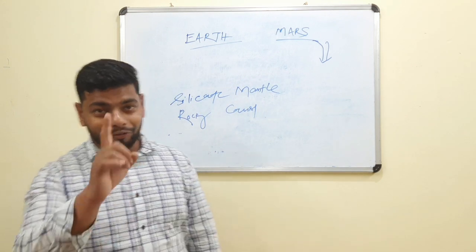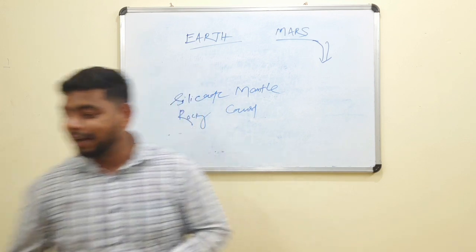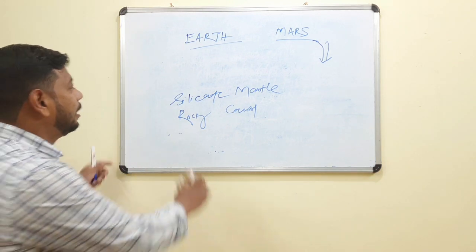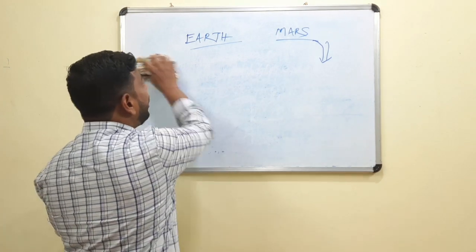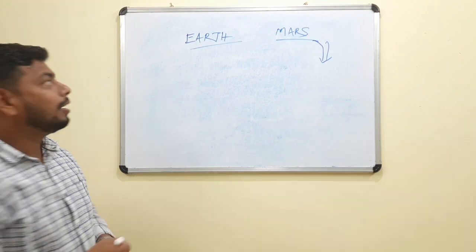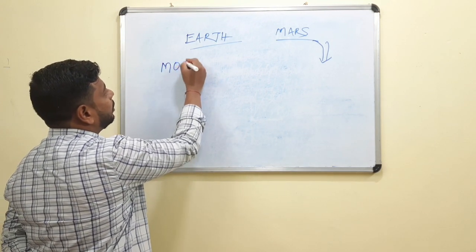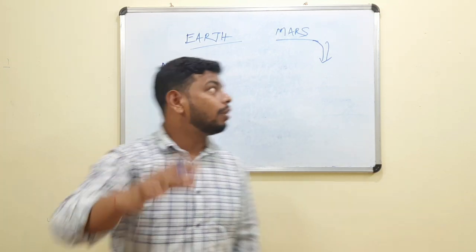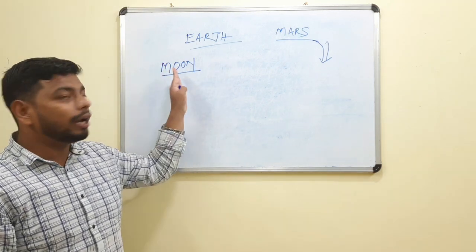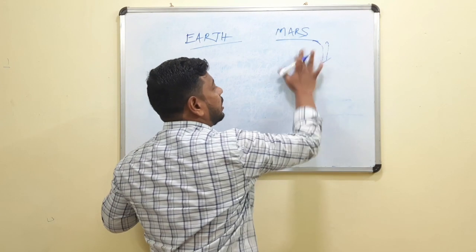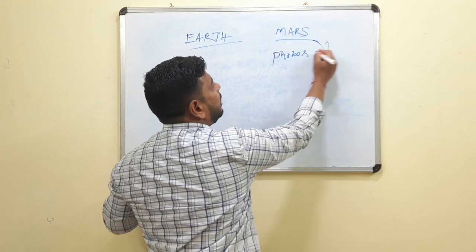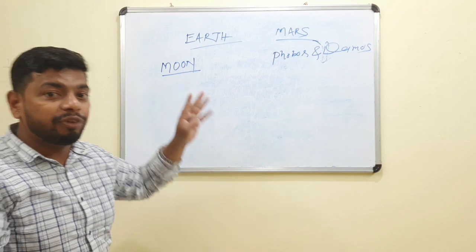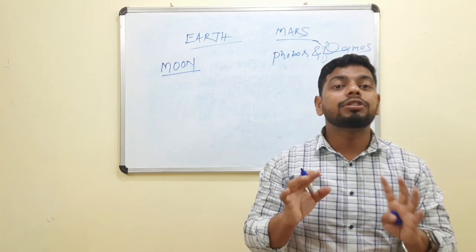Fine. And a very unique feature of Earth is that it has only one natural satellite. Among the terrestrial planets, Earth has one natural satellite, that is named what? Moon. Mercury and Venus do not have a moon. Earth has only one natural satellite, that is called the moon. Mars has two natural satellites, named Phobos and Deimos.